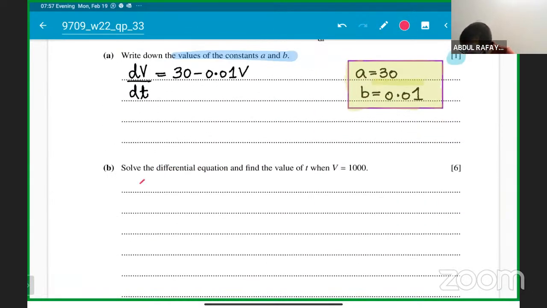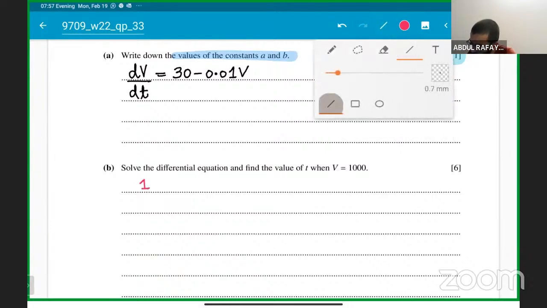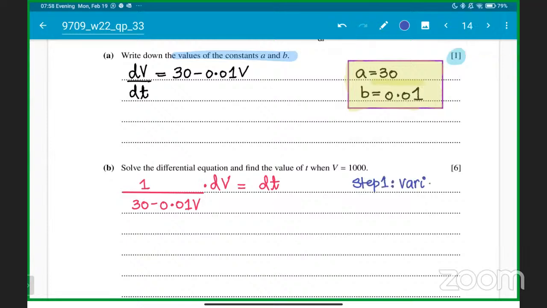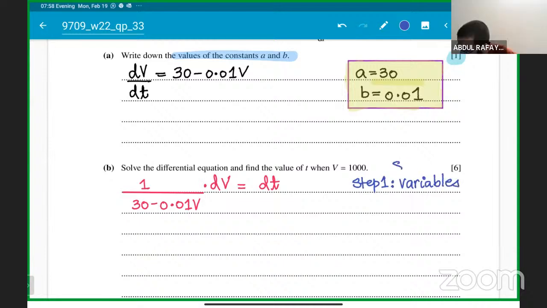It's very simple. It will be 1 divided by (30 minus 0.01 times V) times dV, so V comes to the left hand side, equals 1 times dt, or you can just write dt. That is it. Step number 1 done: separating the variables. Everyone got this?